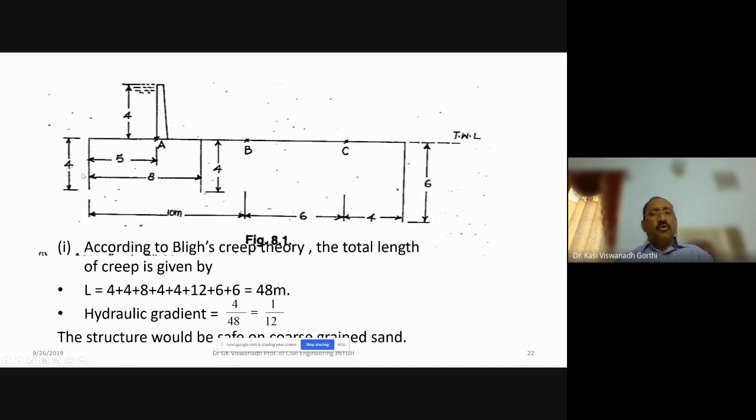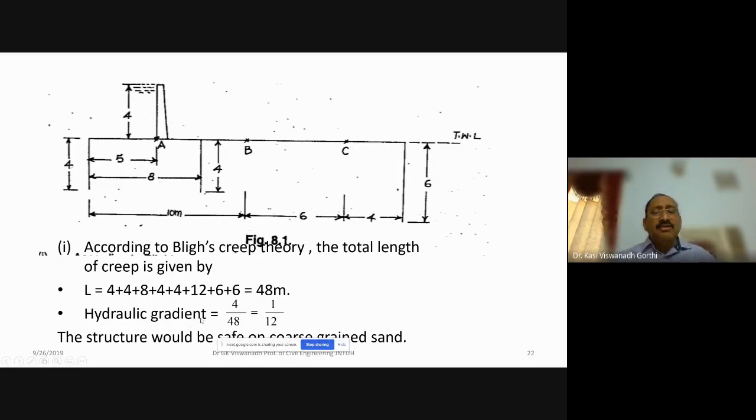So 4 plus 4, 8, plus 4 plus 4 again, plus this 10 meters, plus 6 plus 6. See, 4 plus 4, 8, 4 plus 4, 12 meters here, because you have to move from the intermediate pile to the downstream pile. So you have 6 meters, 4 meters, and this is 10 minus 8, 2 meters. So total 12 meters plus 6 vertically downwards plus another 6 vertically upwards. So your total length of creep is 48 meters.